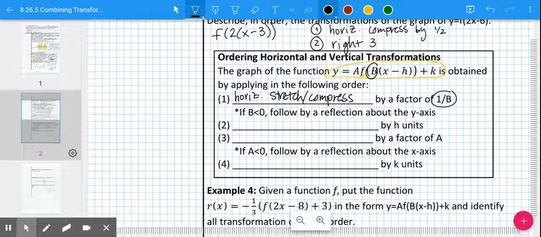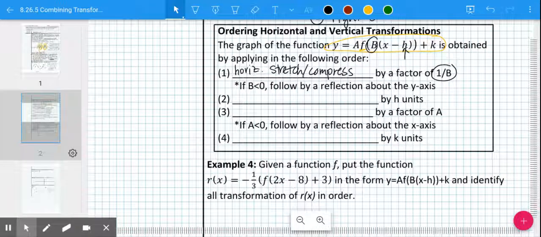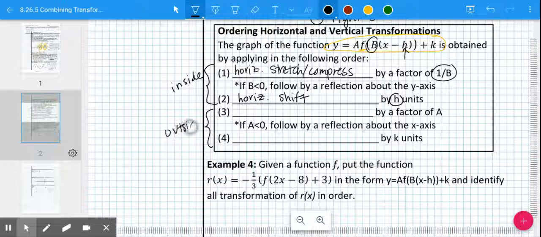The second thing we're going to do is deal with this minus h. This is the other inside transformation. So we do all the inside changes first. The minus h will either shift it left or right. It depends on the sign; if the h is negative, it'll change the sign. So the second transformation is always a horizontal shift by h units, either going left or right. So we start with our 2 inside changes. Then after that, we do our next 2 outside. So we start in and work our way out.